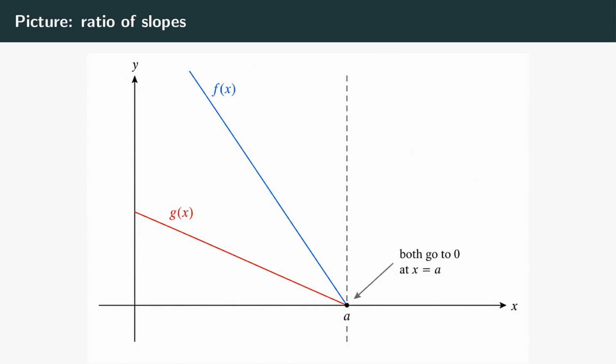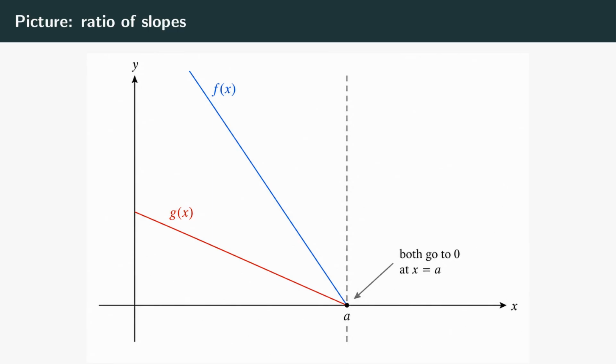Picture for intuition. Two curves, f and g, both approaching 0 at the point x equals a. The blue curve has a steep slope coming in. The red curve has a shallow slope. Near a, each function is well approximated by its tangent line. That's the local linearization from episode 10.